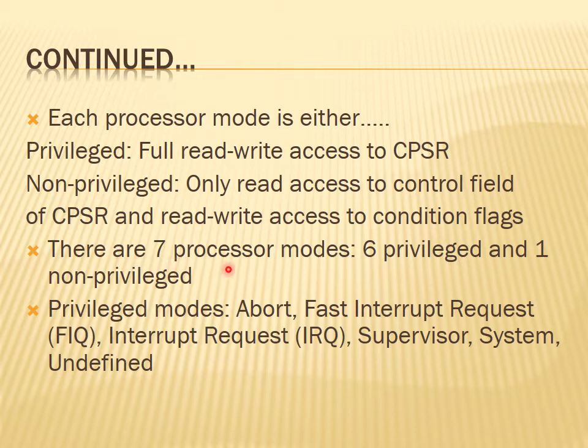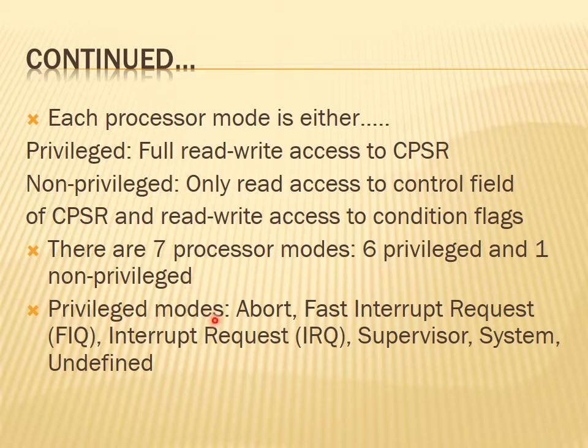There are 7 processor modes. So 6 modes are there. They are coming under the category privilege modes, in which read-write access is there to the CPSR, and one is the non-privileged mode. So total 7 modes are there.